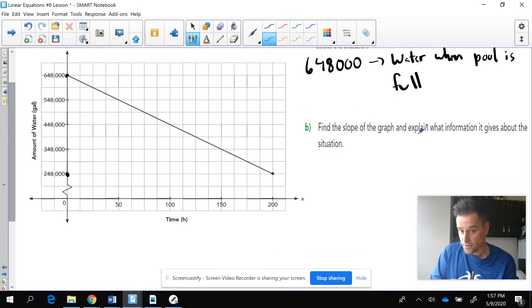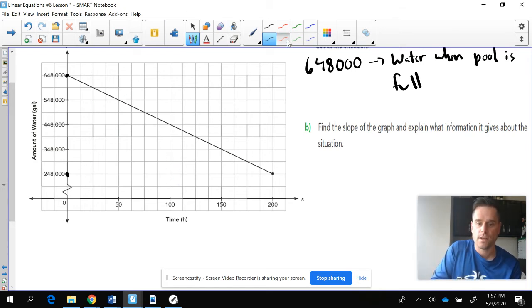And then it says, find the slope of the graph and explain what information it gives about the situation. Now, this one seems like it's easy. You've done it a million times, but with bigger numbers like this, it can be a little confusing. So the two points I'm going to use, I'm going to use this starting point, and I'm going to find the slope from this point to this point here. A lot of people think the rise, because if you know the slope, it's rise over run, people say that the rise is 648,000. That is incorrect, because we're going from 648,000 to this point right here, which is 248,000. Big mistake a lot of people make.